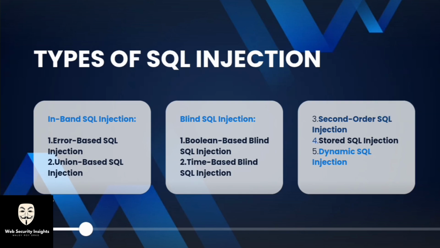Types of SQL injection. The first type is in-band SQL injection, and in this type you will find two more types, error-based and union-based. We will learn about them too. The second one is blind SQL injection. There are two types again, Boolean-based blind SQL injection and time-based blind SQL injection. There are three more types too: second order SQL injection, stored SQL injection, and dynamic SQL injection. So let's learn about them.